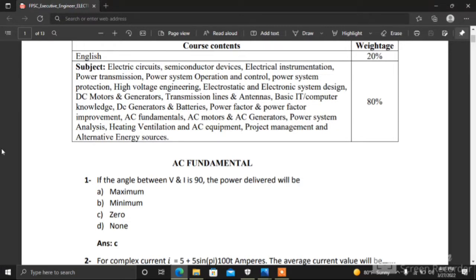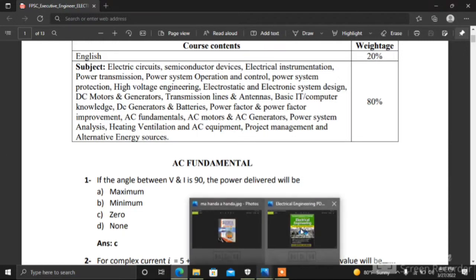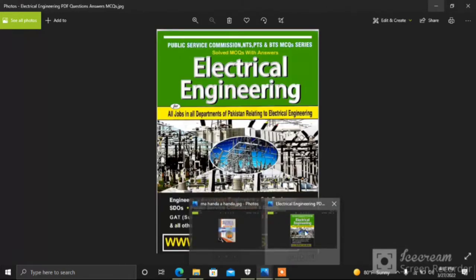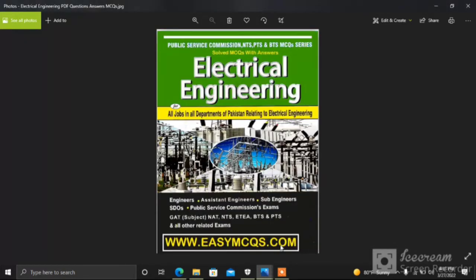Before going into details, let me tell you some tips and guidelines on how to prepare for such posts. Other than FPSC, electric companies like ISCO, FESCO, LESCO conduct their tests for the post of SDO, Junior Engineer Electrical through NTS, and many MCQs, about 60 to 70%, are taken from this book, Electrical Engineering Objective Type by A. Honda and H. Honda. Some MCQs are also taken from the Smart Series Electrical Engineering book.